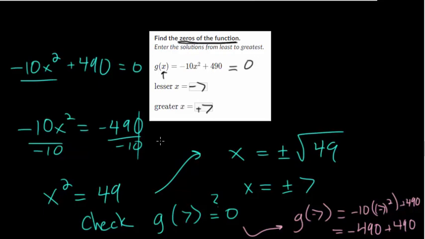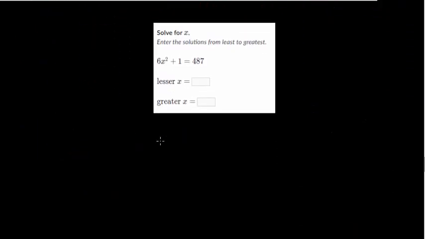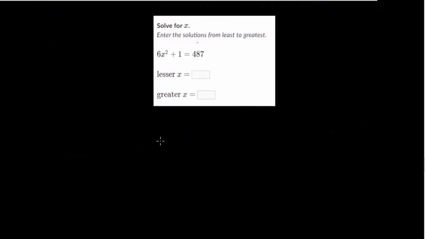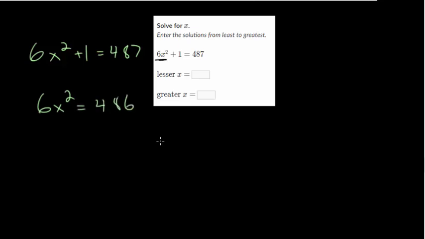So let's do one more that's a little bit simpler. And we need to solve for x. So in this problem, I'm going to isolate that x squared term. So I'll first rewrite it. And to isolate this, we're going to subtract 1 on each side. So 6x squared is 486. And we want to get the x squared term by itself so that we can square root both sides.